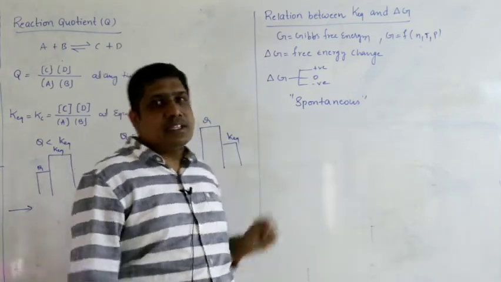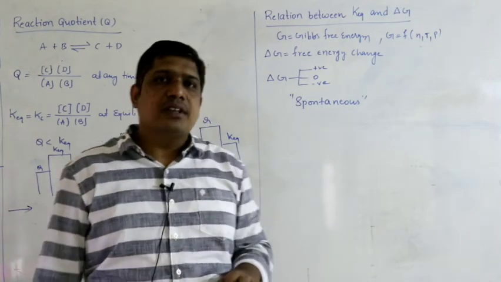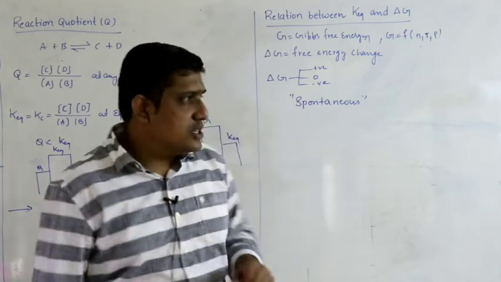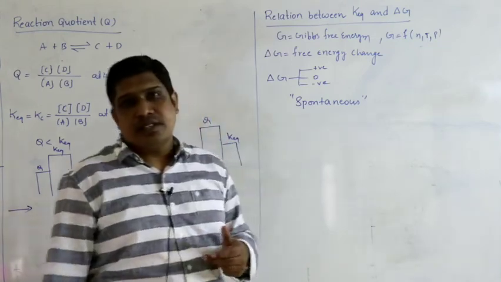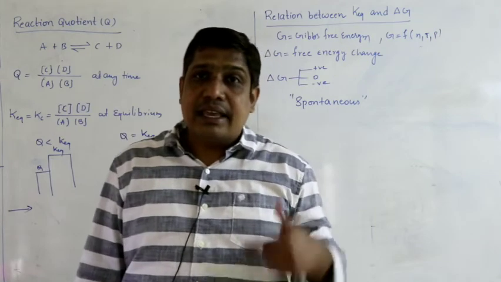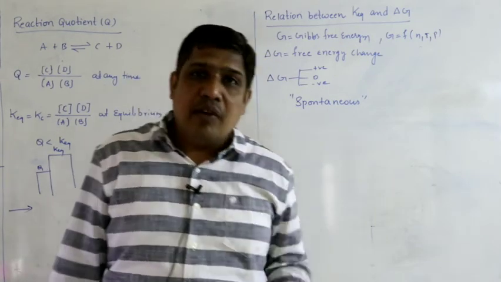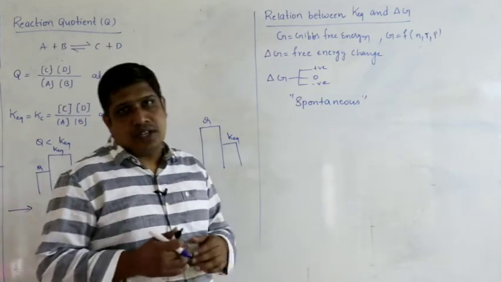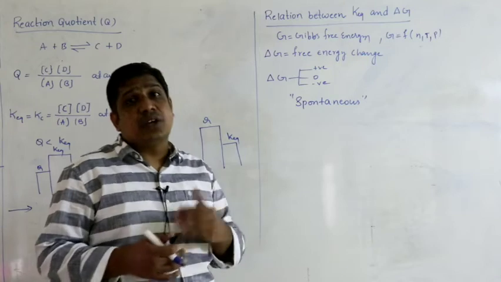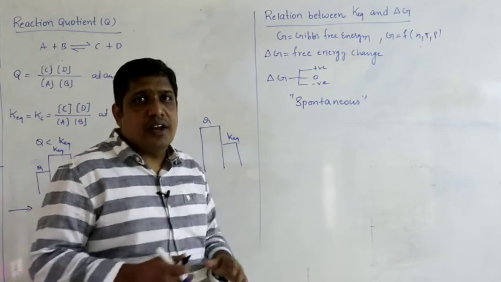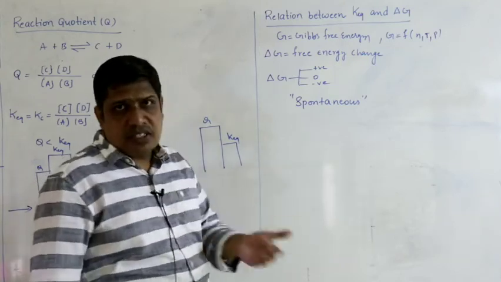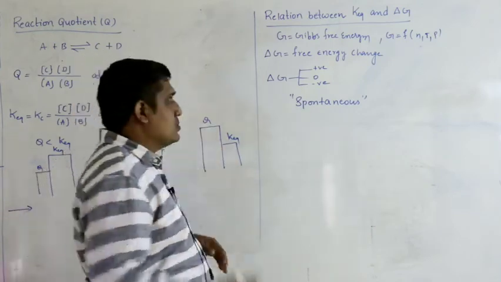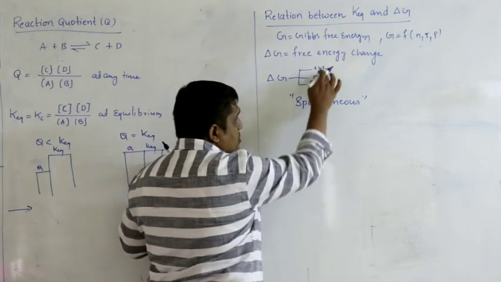So what is a spontaneous process? A process that takes place on its own without any external help. We call it a spontaneous process. What is a non-spontaneous process? A process which takes place with the help of external force. We call it a non-spontaneous process. When you do a process, we don't know whether it is spontaneous or not. So we can estimate whether the process is spontaneous by calculating the delta G value for that process. There are three possible values: positive, negative, 0.